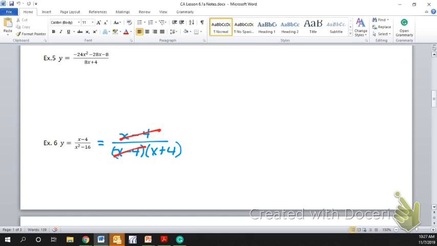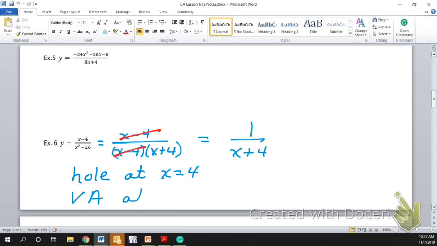So that tells me I have what? 1 over x plus 4. True, that's what I'm left with, but I do have a hole where? At 4. I have a hole at x equals 4. And then this is left over. So now I have a vertical asymptote at x equals negative 4. The vertical asymptote's at negative 4. The hole is at positive 4.